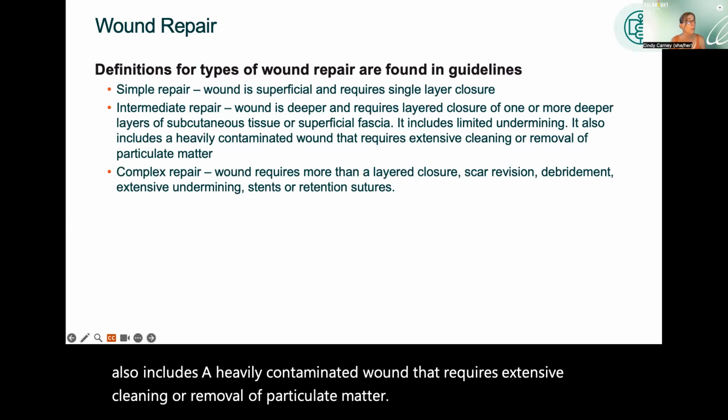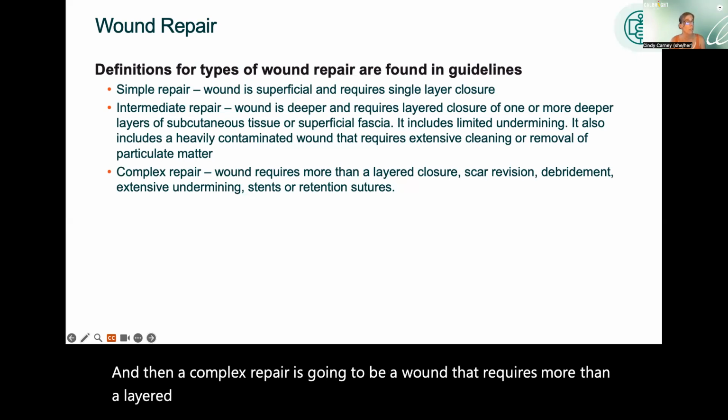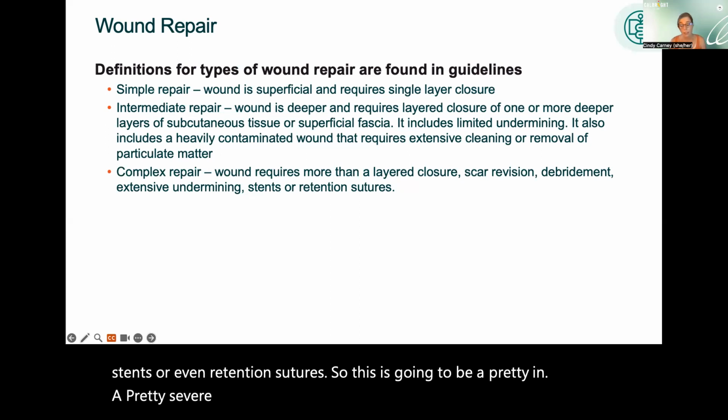And then a complex repair is going to be a wound that requires more than a layered closure, a scar revision, debridement, extensive undermining, stents, or even retention sutures. So this is going to be a pretty severe type of wound, probably due to some type of a traumatic injury.